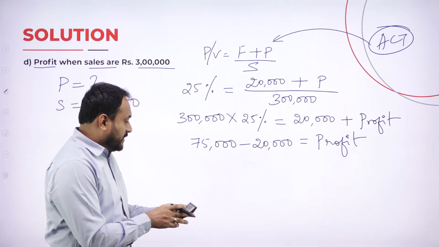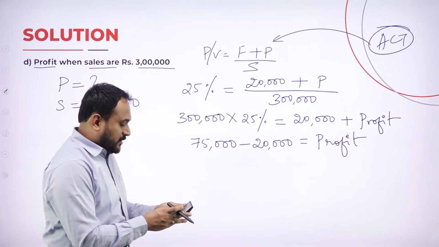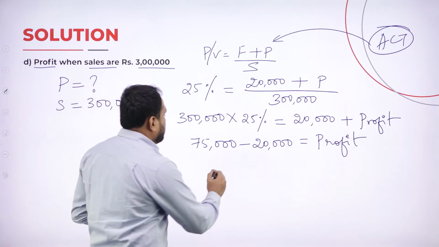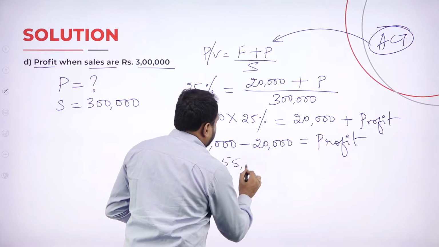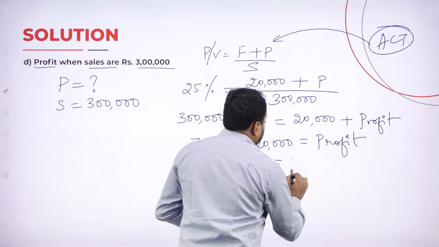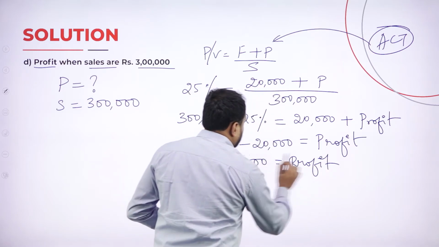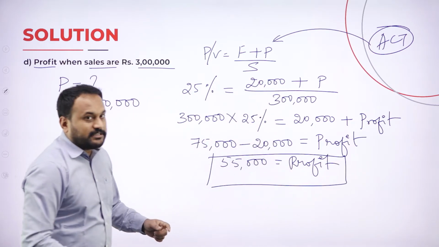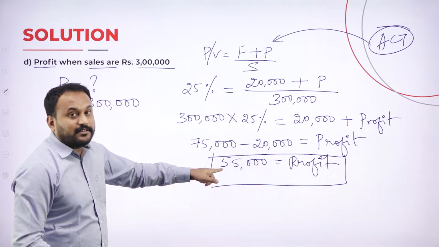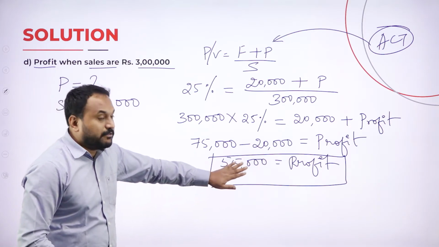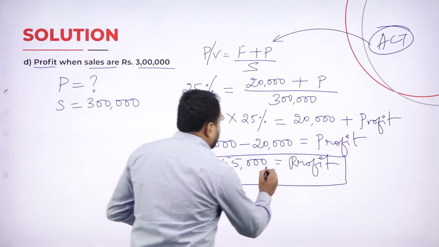So if you have any doubt, you can go with this. So you have 55,000. So my profit is how much? 55,000 is equal to profit. But here, what is that I have missed? I have not written the symbol rupees. Then it will be wrong. So I should write here what? It is rupees.